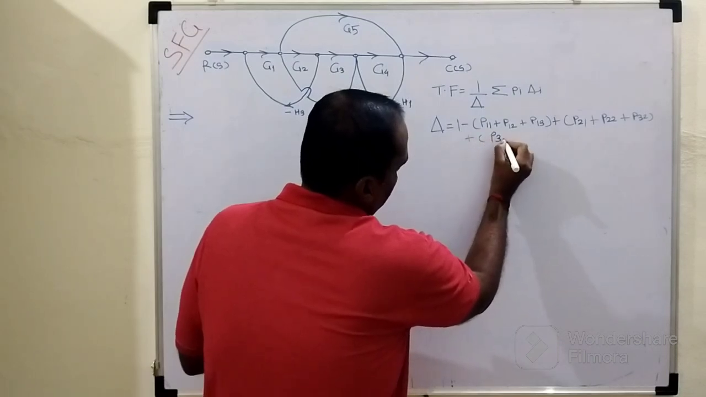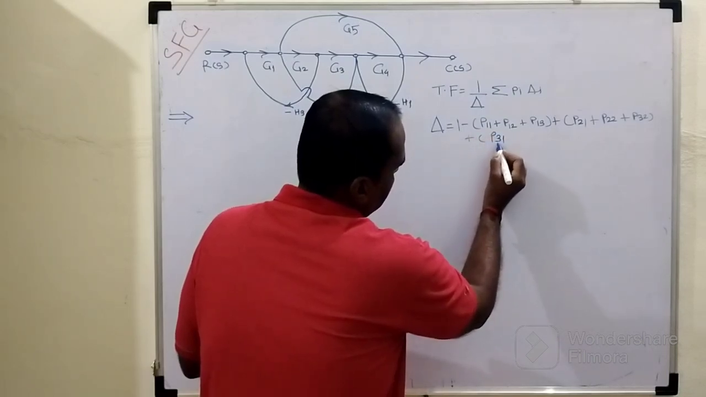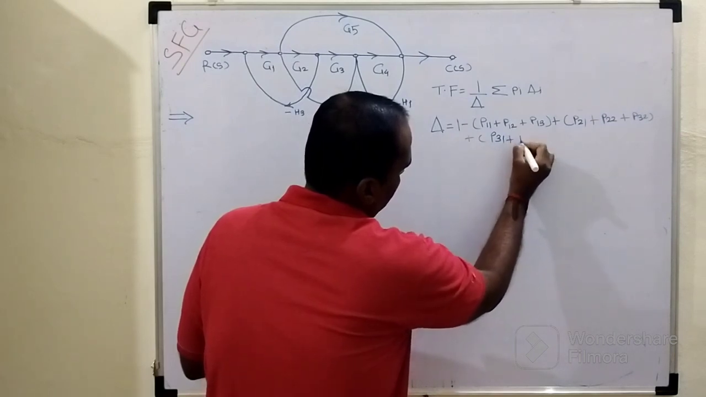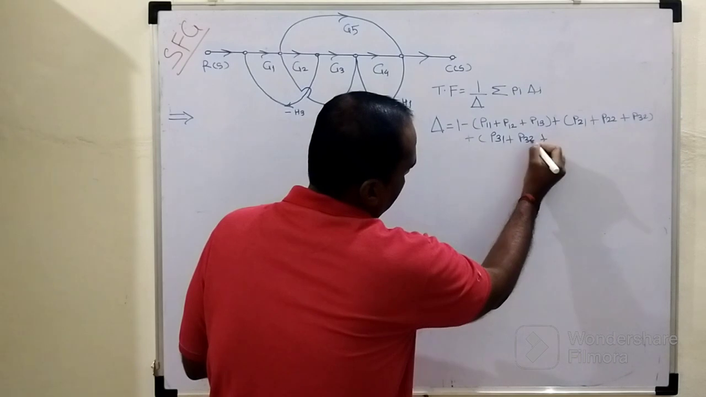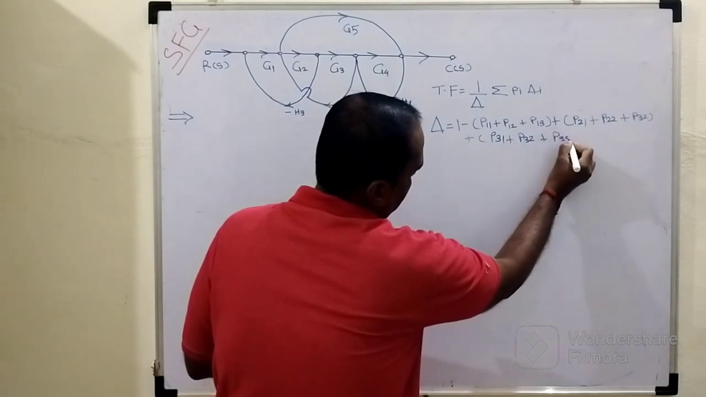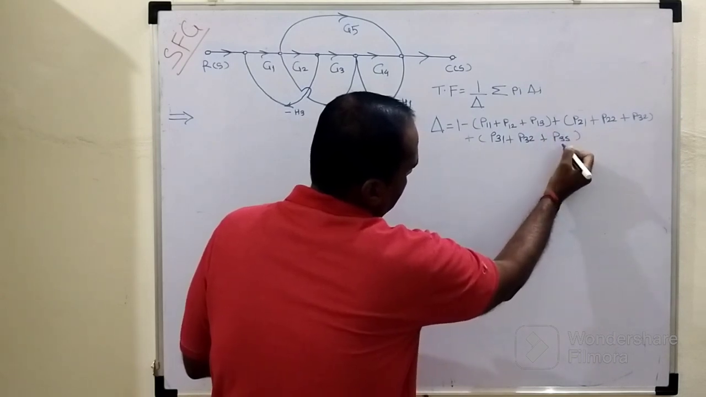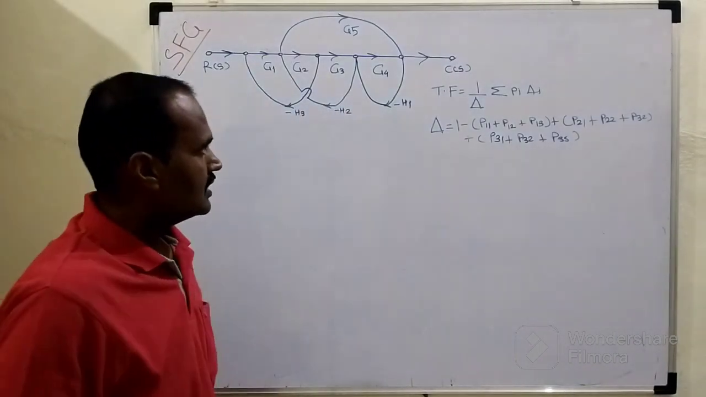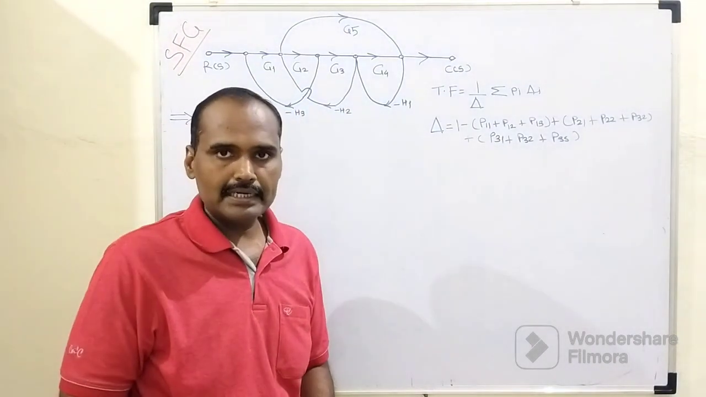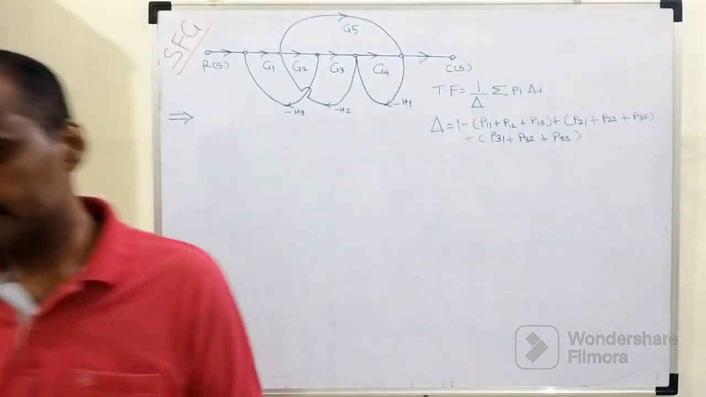So plus, it is P31, right? That can be called the gain product of the first three non-touching loops, P32 the gain product of the second three non-touching loops, and P33 the gain product of the third three non-touching loops, right? So in this way, this delta has to be declared.